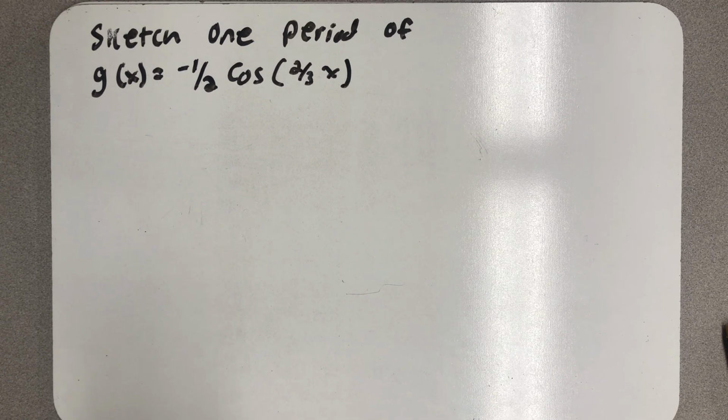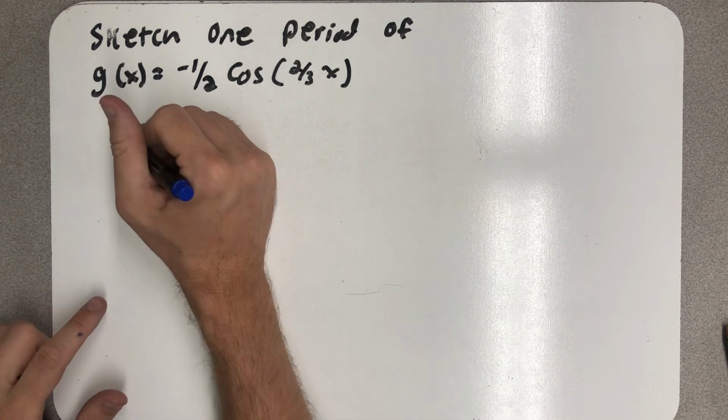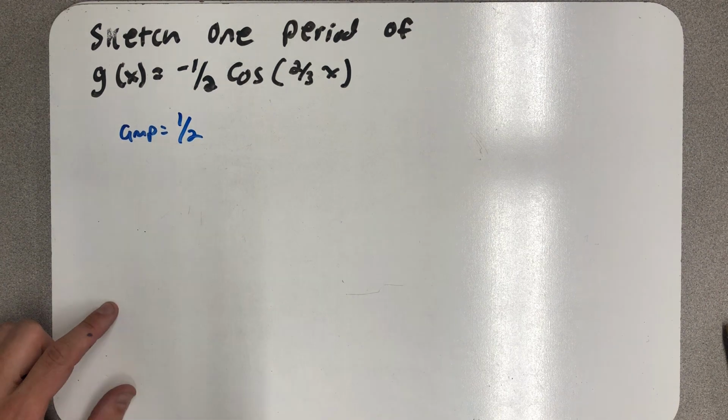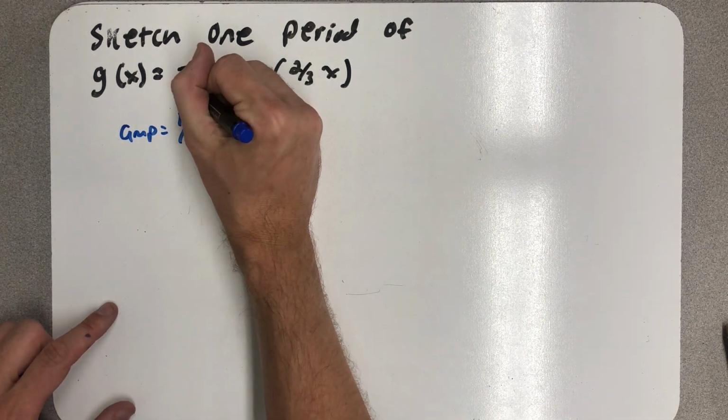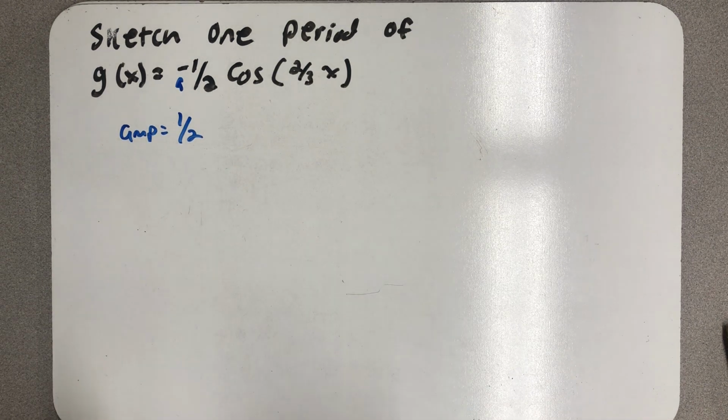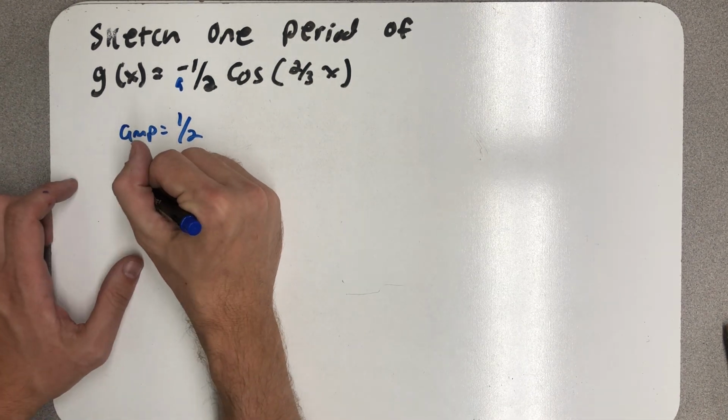Here we're asked to graph one period of a cosine function. I always like to write down the amplitude and the period. Here the amplitude is positive 1/2 because an amplitude is a distance and it's always positive. The minus out front will tell me that I need to reflect what I think a cosine shape looks like over the x-axis. We'll talk about that more in a minute.